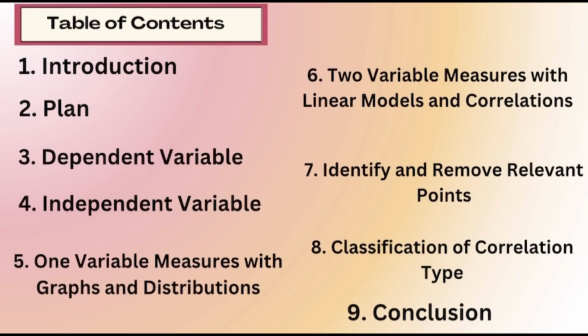Graphical analysis, visual representation of data distributions for life expectancy, smoking rate, and alcohol consumption. Two variable measures, application of linear models to study relationships between life expectancy and smoking/alcohol consumption. Correlation analysis, calculation and interpretation of correlations between life expectancy, smoking rate, and alcohol consumption. Classification of correlation type, identification of common cause relationships between life expectancy, smoking, and alcohol consumption.